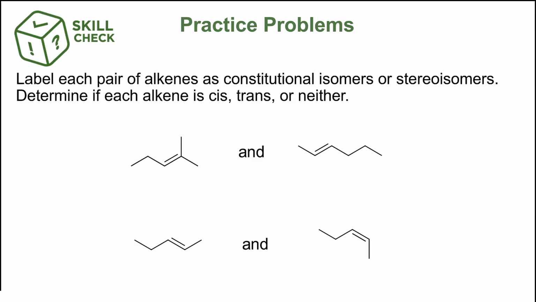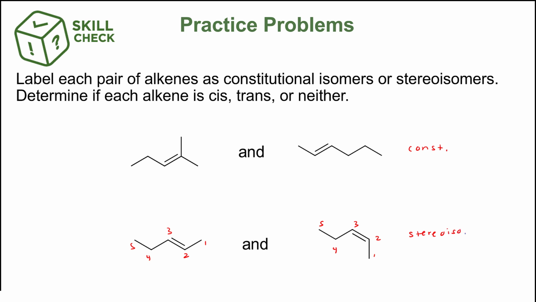Here we're going to label again as constitutional or as stereoisomers, and then determine if it's cis, trans, or neither. In the first example, I can see right away that they're connected differently. The second one here is just a straight chain, so these are constitutional. And in this example down here, I have 1, 2, 3. These are stereoisomers.